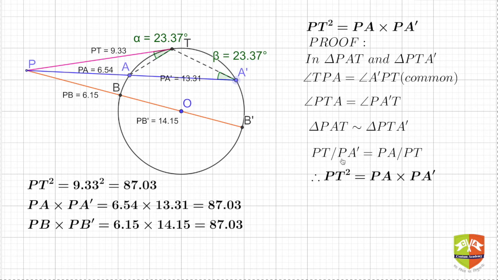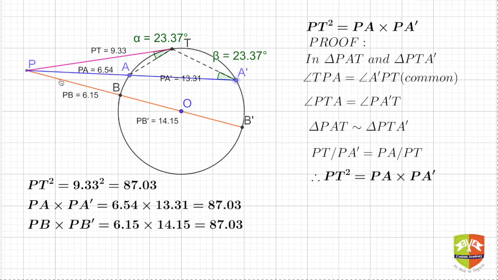So PAT is similar to PTA dash. If I write PT on the left hand side, then the corresponding side to PT will be PA dash, so PT upon PA dash. On the other side, the corresponding side to PT is PA. So PT by PA dash is equal to PA by PT, since sides of two similar triangles are proportional. If I cross multiply, I get PT square is equal to PA times PA dash, and that is what we intended to prove. So this is the proof for this particular theorem.